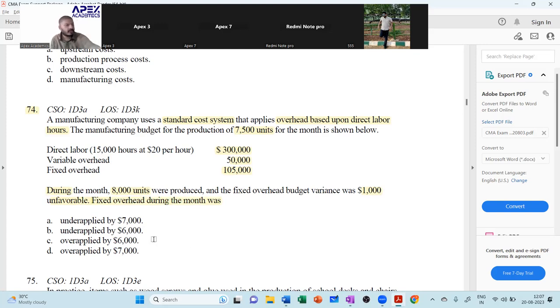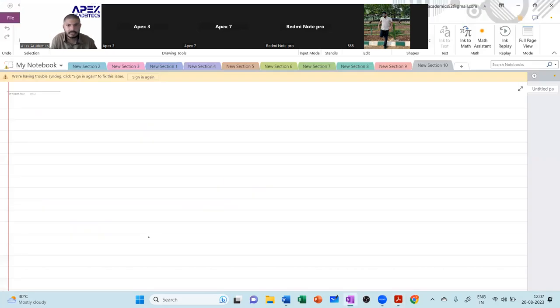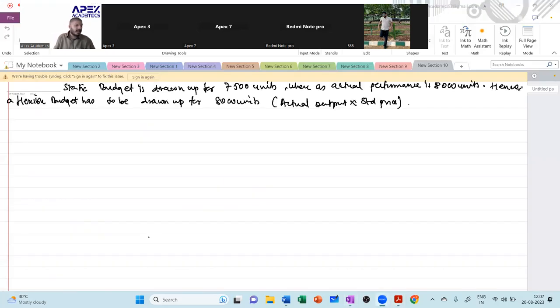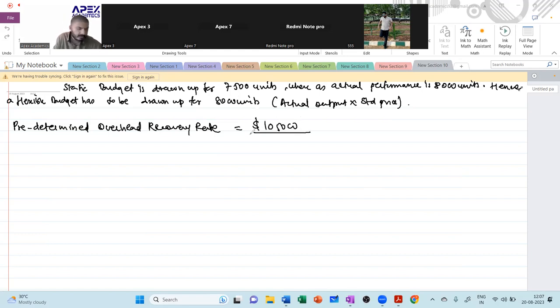It is under applied, it is over applied, whatever. I'm not bothered about that. I will not even look at that right now because that is going to cause a confusion in my mind. I am going to calculate my predetermined overhead recovery rate. The predetermined overhead recovery rate is going to be my total overheads divided by the number of direct labor hours. How am I going to calculate this?